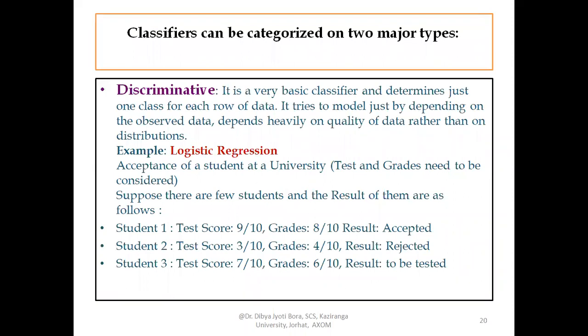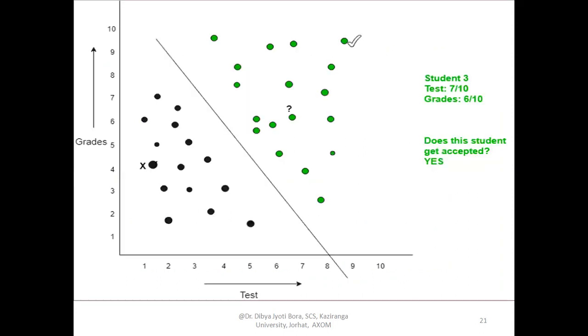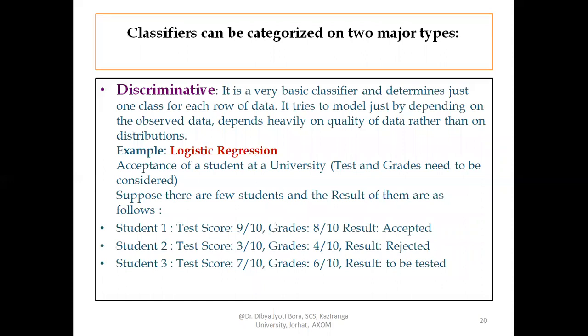Now classifiers, as we have seen, we categorize into two major types. The first one we have seen is the discriminative one, where we have logistic regression. The example is the acceptance of a student at a university.